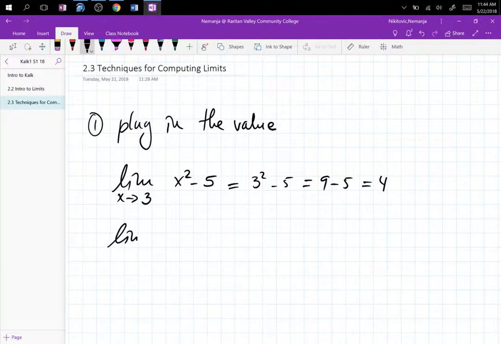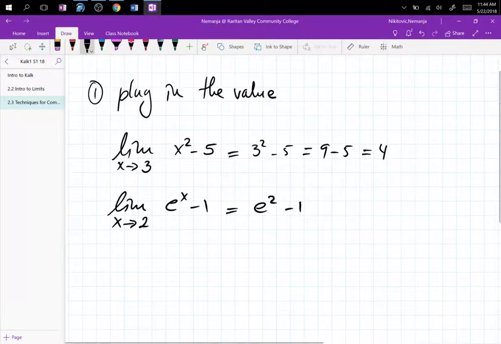You can use it on the exponential function too. So let's say you have e to the x minus 1. Well, now you have e squared minus 1, and you can compute the decimals if you are interested in decimals, but that's the answer.